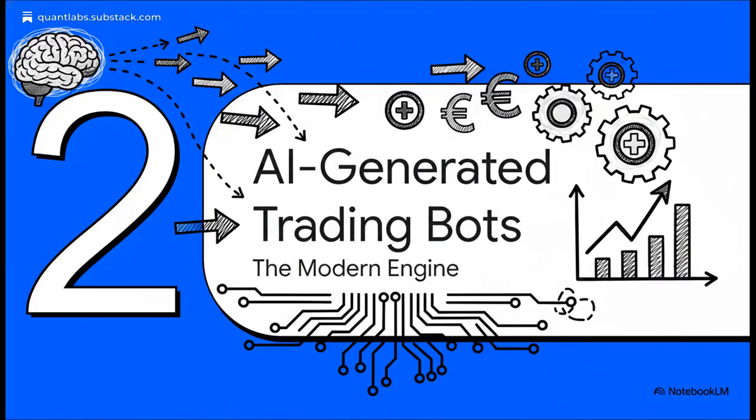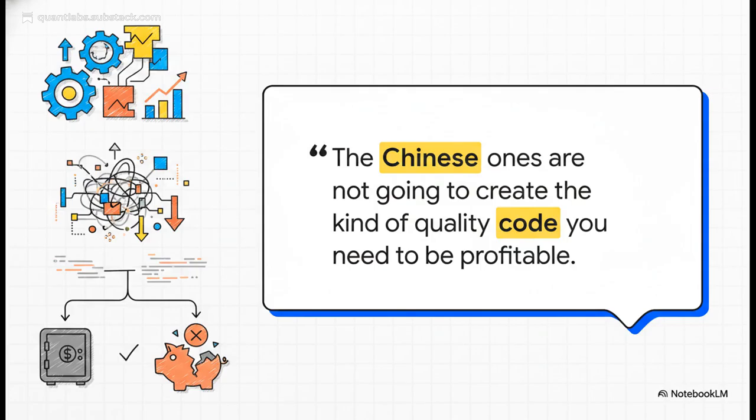So that brings us to Section 2. How do you actually bridge that gap between anticipating and reacting? Well, that's where the modern engine comes into play. AI-generated trading bots. This is where the tech really starts to shine. But here's a really critical point. Just like with any powerful tool, not all AI is created equal.